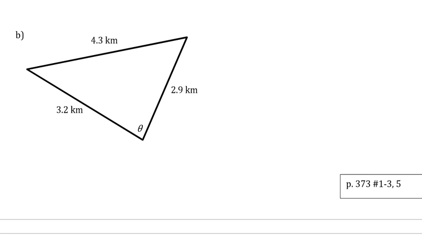So what are we searching for in this one? What are we looking for? Side length or angle? Angle. And again, notice we're given all three side lengths, so we can't use sine law. You have to use cosine law. So we're looking for an angle, so let's do this. Cosine of C is a squared plus b squared minus c squared over 2ab.